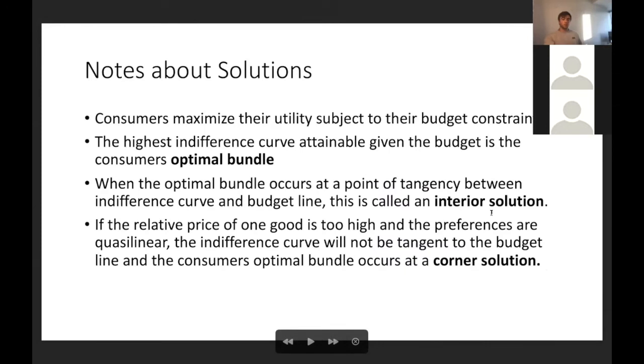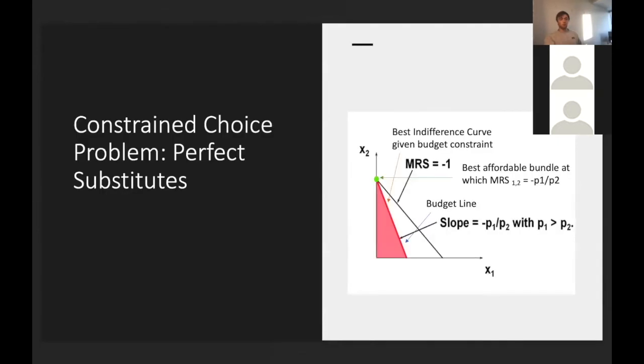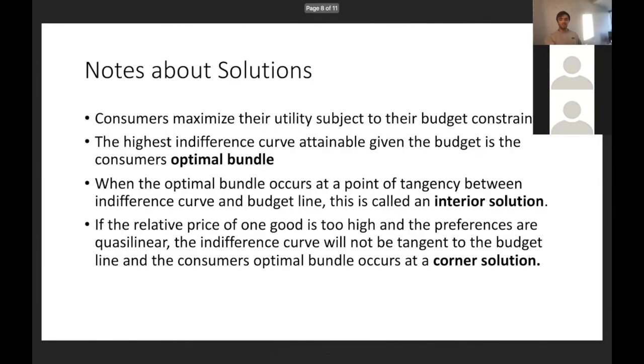If the relative price of one good is too high and the preferences are quasi-linear, the indifference curve will not be tangent to the budget line, and the consumer's optimal bundle occurs at a corner solution. So again, this is just going off of what we just saw with the perfect substitutes case. This one can be a little tricky just in that it seems easy, but if you just kind of gloss over it on the exam and you move too fast, it's very easy to make a mistake on this one. But at the same time, there are really only two possible answers, assuming that you got the budget constraint correct, which I'm pretty sure everyone in the class can handle.